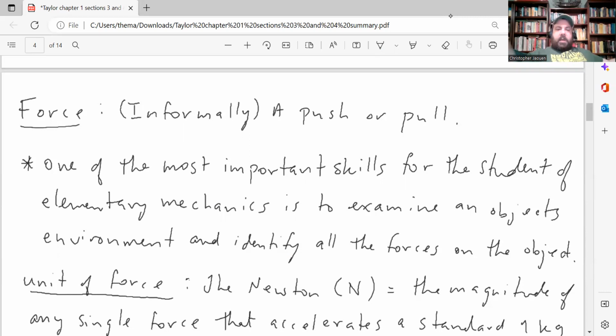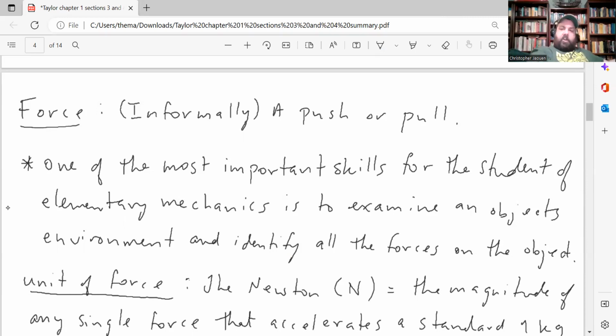imparting the force. A force can be imparted by one inanimate object on another. For example, the earth accelerates a rock towards the center if it falls off a cliff or something, right? One of the most important skills for the student of elementary mechanics, he says, is to examine an object's environment and be able to identify all the forces on the object. All right, so that's something that we're going to have to practice.